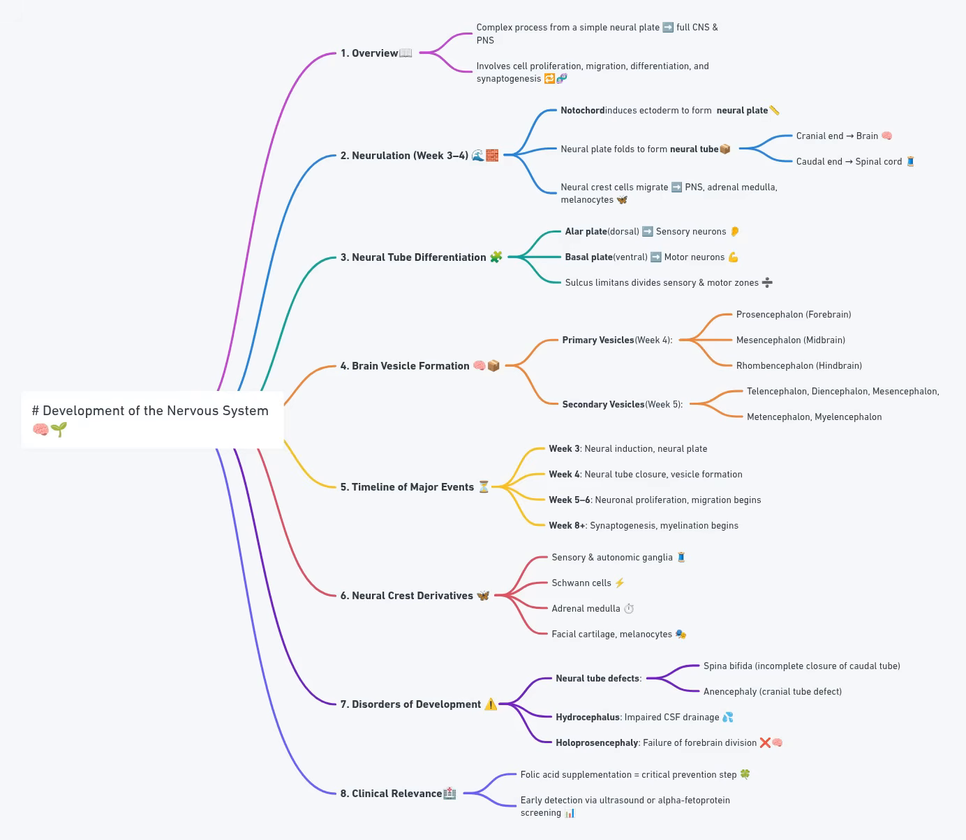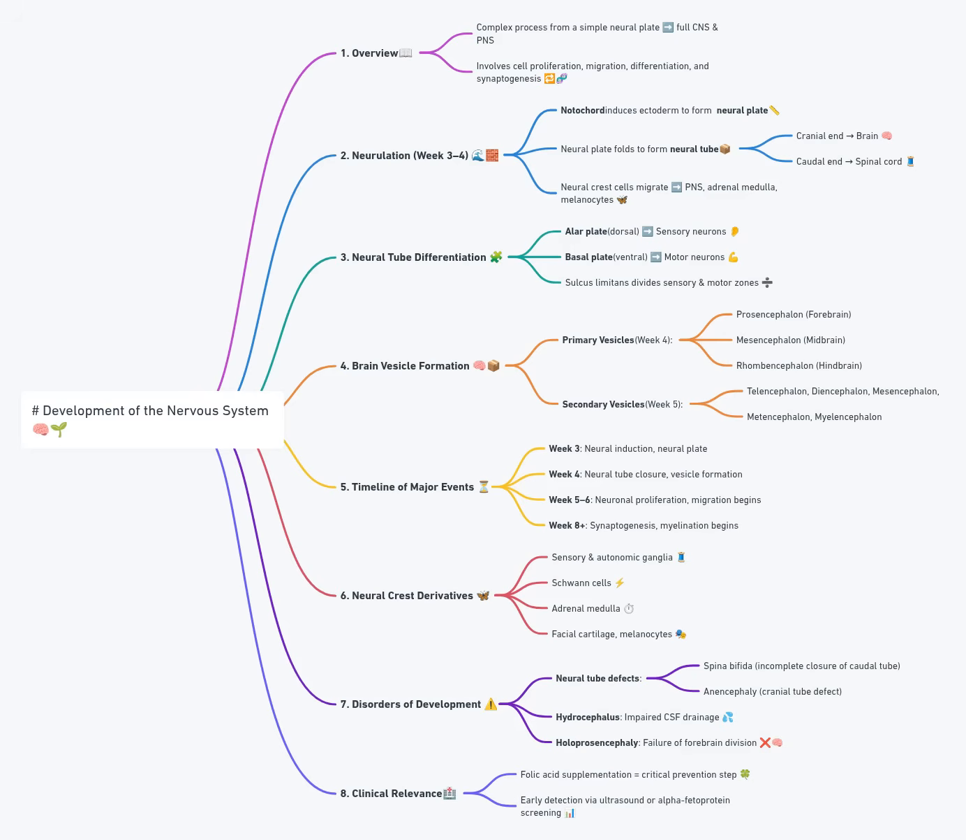The development of the nervous system begins early in embryogenesis and is one of the most complex and critical processes in human biology. It involves a tightly regulated sequence of cellular events that transform a simple sheet of ectodermal cells into the intricate network of the central and peripheral nervous systems. It all starts with the process of neurulation.